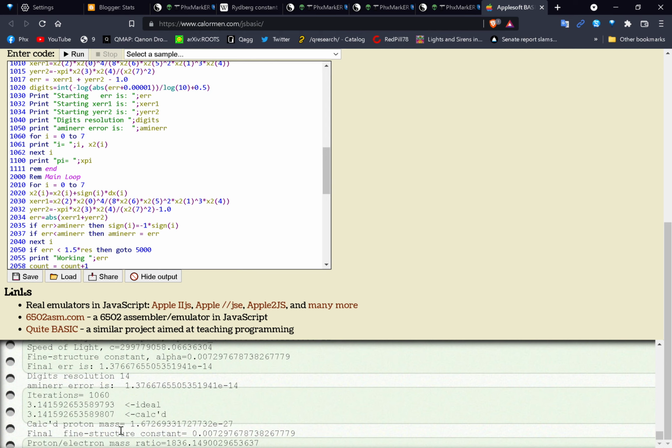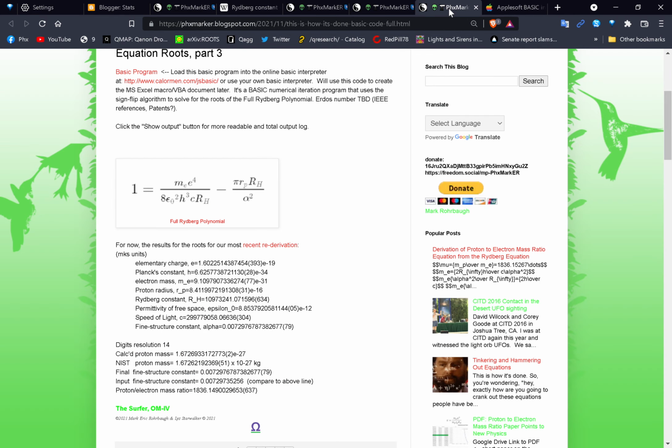Anyways, we got the calculated proton mass. Here's where I have the fine structure constant, and it's different than the input. That's why I put those up here, 16 minutes and 30 seconds. Like the fine structure constant, I input this value, and it matches up to the 6th decimal place, there's a difference.